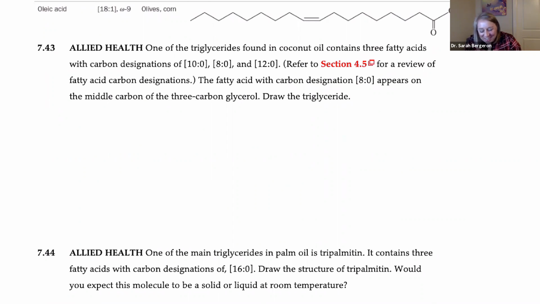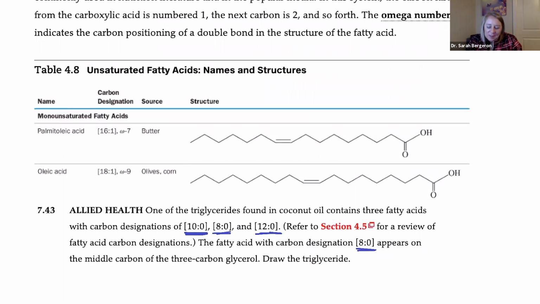Here we go. One of the triglycerides found in coconut oil contains 3 fatty acids with the following carbon designations: 10:0, 8:0, 12:0. Refer to section 4.5 for a review of fatty acid carbon designations. The fatty acid with the carbon designation 8:0 appears on the middle of the 3-carbon glycerol. Draw the triglyceride. Okay. What does this designation mean?